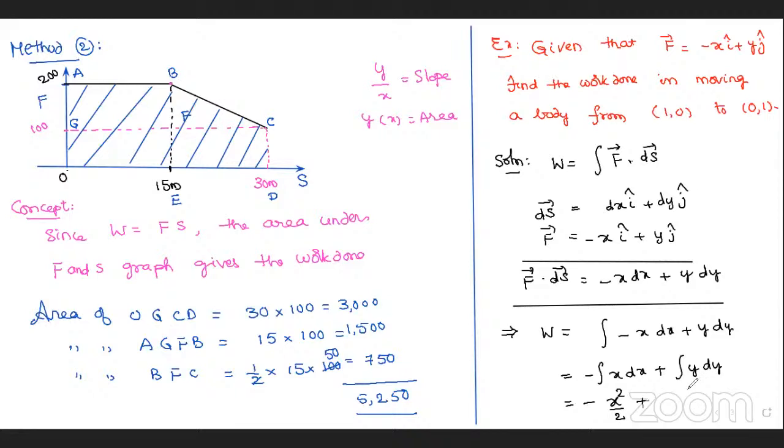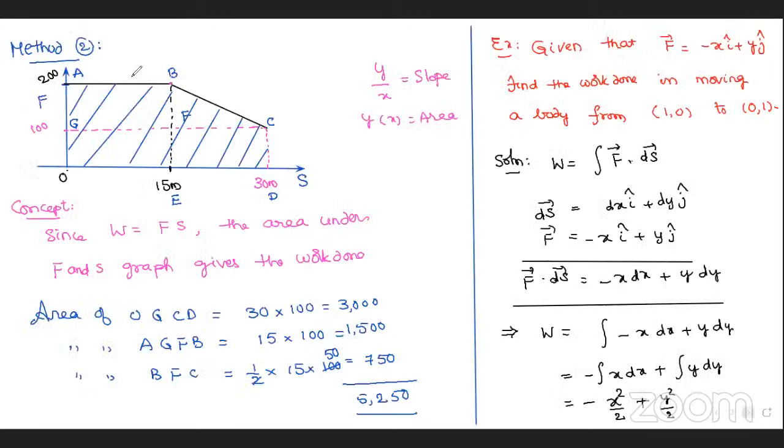Plus, y dy is y square by 2. It's integration. Good, this is the work done. Now, the x and y coordinates were already given here. How to substitute? Started from (1, 0) to (0, 1). So now in the next page, I'm going to substitute the limits.